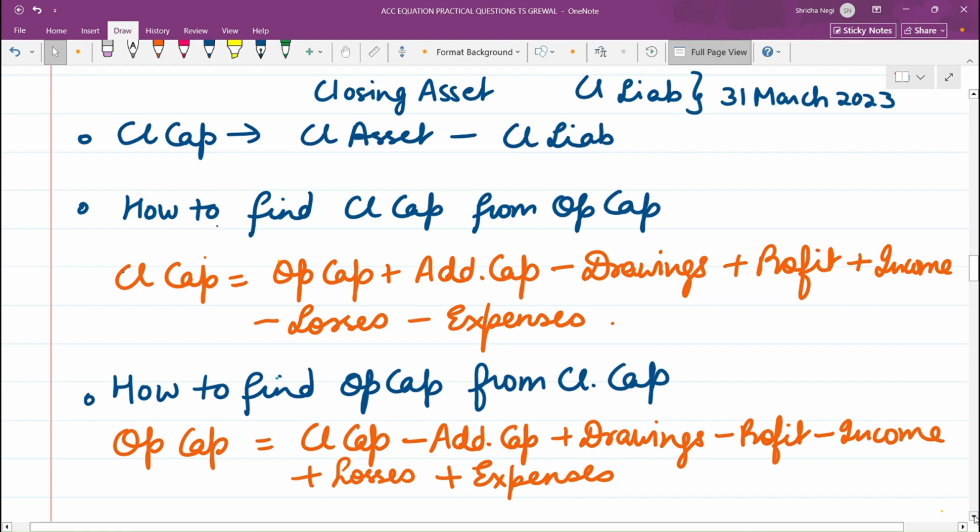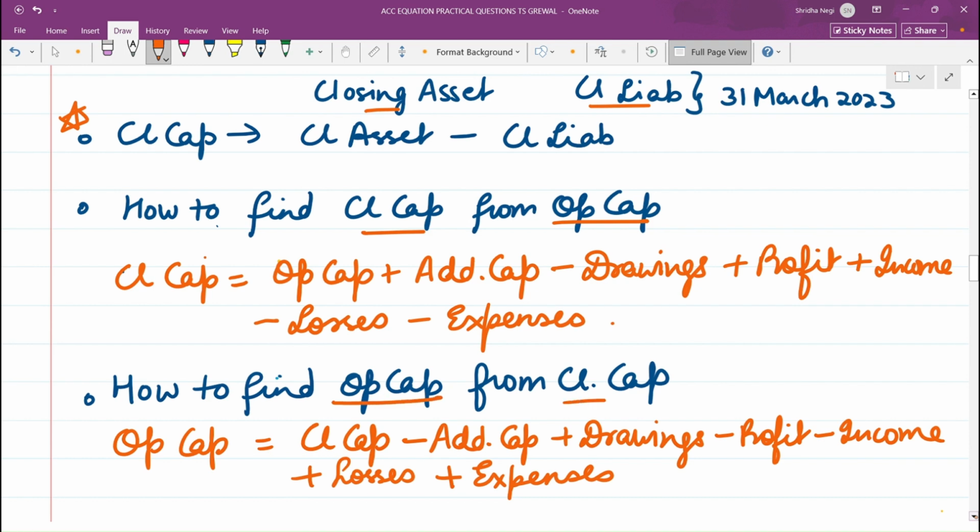So if you know these formulas, you can easily do the questions starting from question number 20 to 26, where you have to find the total assets, sometimes closing capital, sometimes opening capital. So you should know these questions. Closing capital, how to find if the closing assets are given and closing liabilities are given. How to find the closing capital from opening capital. How to find opening capital from closing capital. So you can just note down these formulas.